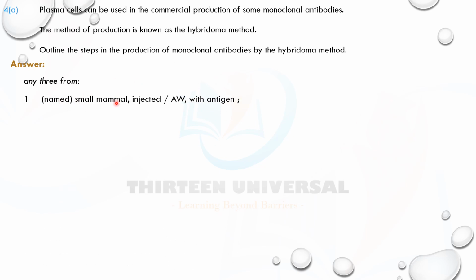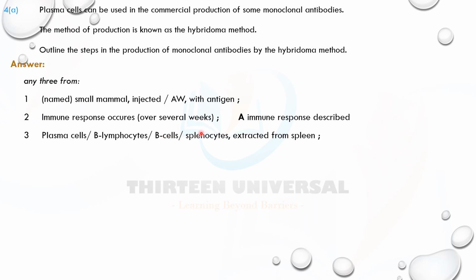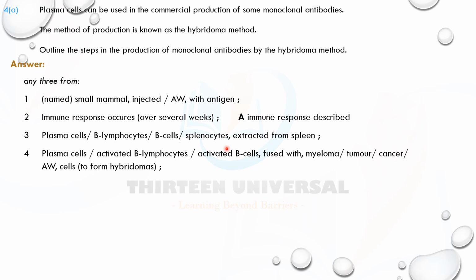So that's the first thing you do: small mammals are injected with antigen. The next one, you allow the immune response to occur. Plasma cells, or splenocytes, are extracted from the spleen, activated B lymphocytes, and fused with myeloma, or tumor or cancer cells. Why do you fuse them? Plasma cells make antibodies but cannot divide. Myeloma or tumor cells do not make antibody, but they can divide indefinitely, and we want large quantities. So if you fuse the two, the hybridoma has both features. They can make antibodies and divide indefinitely, so they continue to make large quantities of monoclonals.